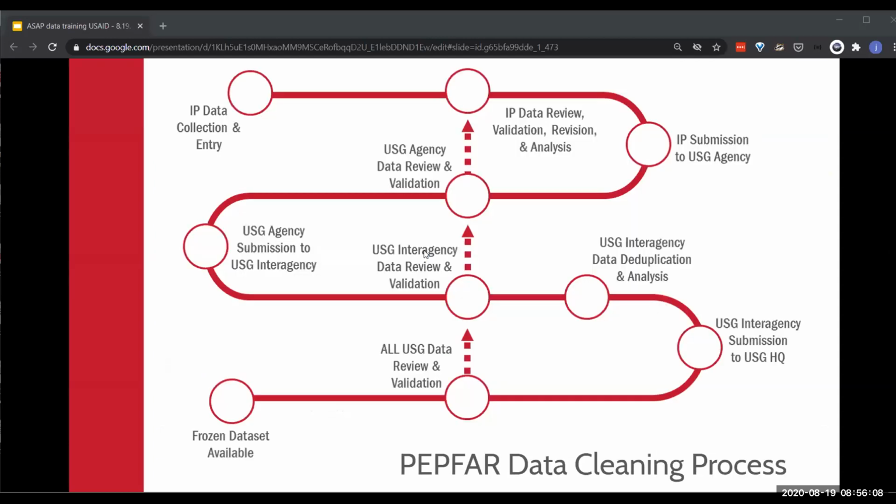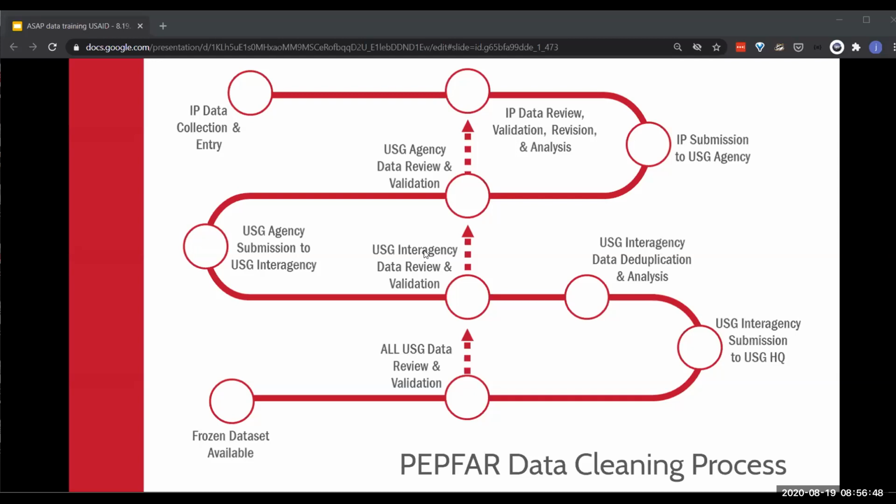Next, we're going to talk through what the PEPFAR data cleaning process looks like, so what goes on at PEPFAR, what we're doing and who's doing what. Again, this is just meant to give you an overview. The reality is that the specific aspects of what you do for your data entry and data cleaning will often be dictated to you by your USAID mission in the country.